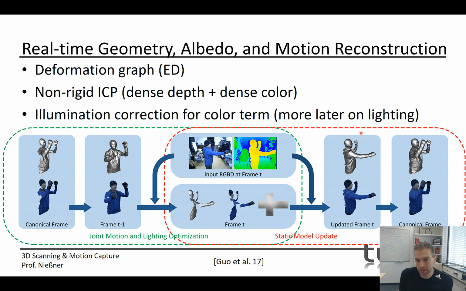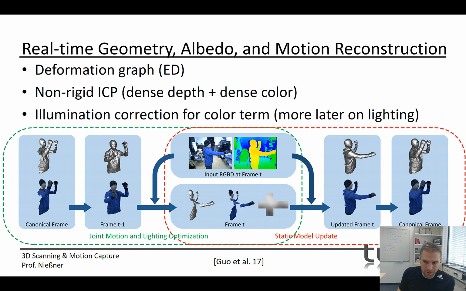But the rest of the pipeline is pretty similar, right? Again, you have a canonical frame here, you have frame T-1, and then you do joint motion and lighting optimization by using the RGBD input frame. You're updating the frame, mapping it back to the canonical frame, and so on.